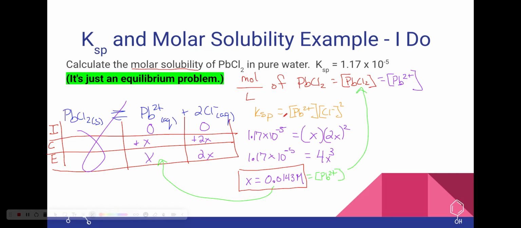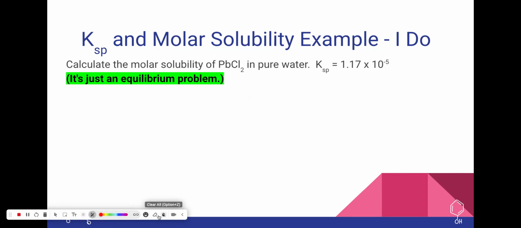And again, it goes back to that idea of just breaking down the units for molar solubility, which is in moles per liter. What's moles per liter? That's molarity. What's molarity? It's concentration. And as we can see, the concentration of lead 2 chloride is in fact equal to the concentration of lead 2 plus. What's lead 2 plus? It's X. So therefore, our answer is 0.0143 molar. All right, guys, that's our first example down. Let's go to the next one.